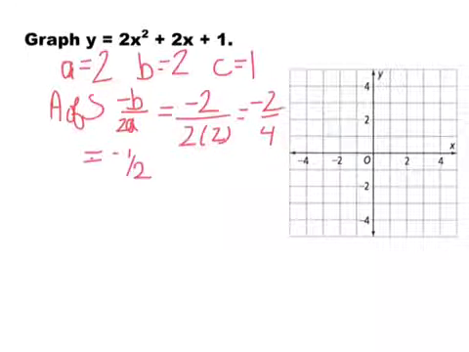So my axis of symmetry for this one is going to be right here. My graph is going by ones, so the negative 1/2 is to the left side of the y-axis, but in between that axis and the first line. So there's my axis of symmetry. Now I need to find my vertex.